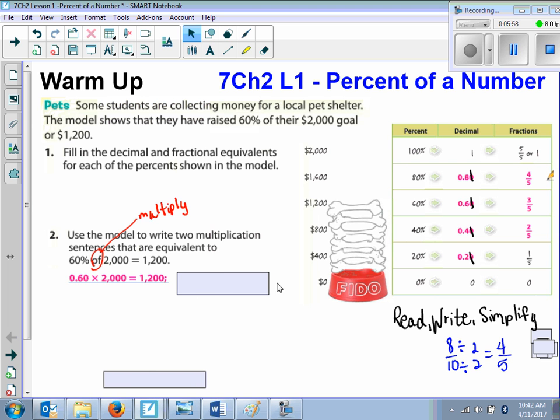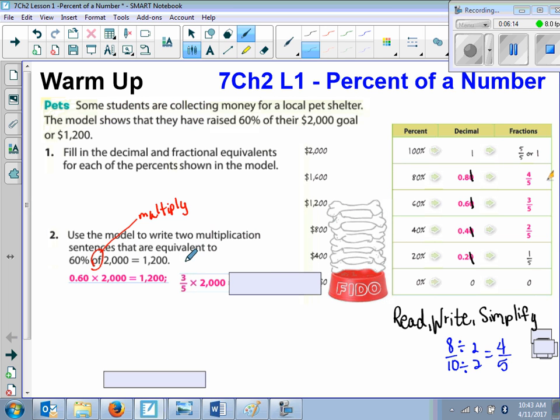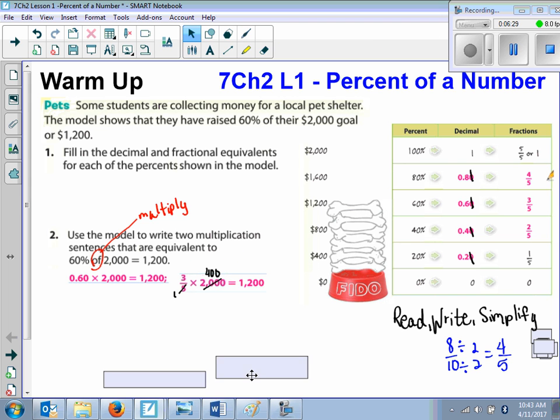So, if I wanted to write 60% as a fraction, what am I going to put in there? Three-fifths. We already simplified it, right? So, three-fifths, the of again means multiply, and we're multiplying times 2,000. And when I simplify before I multiply, 5 divided by 5 is 1, and 2,000 divided by 5 is 400. And 3 times 400 is 1,200. Is everybody clear how we got that?